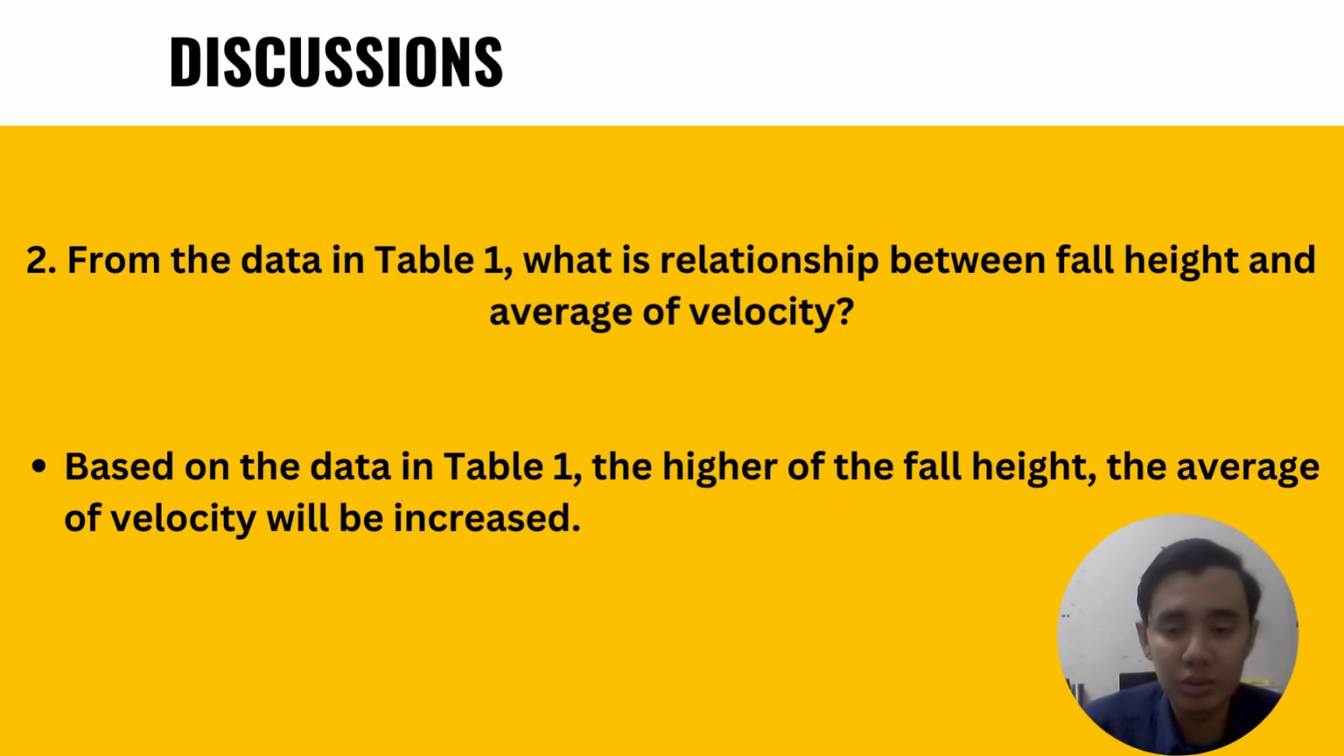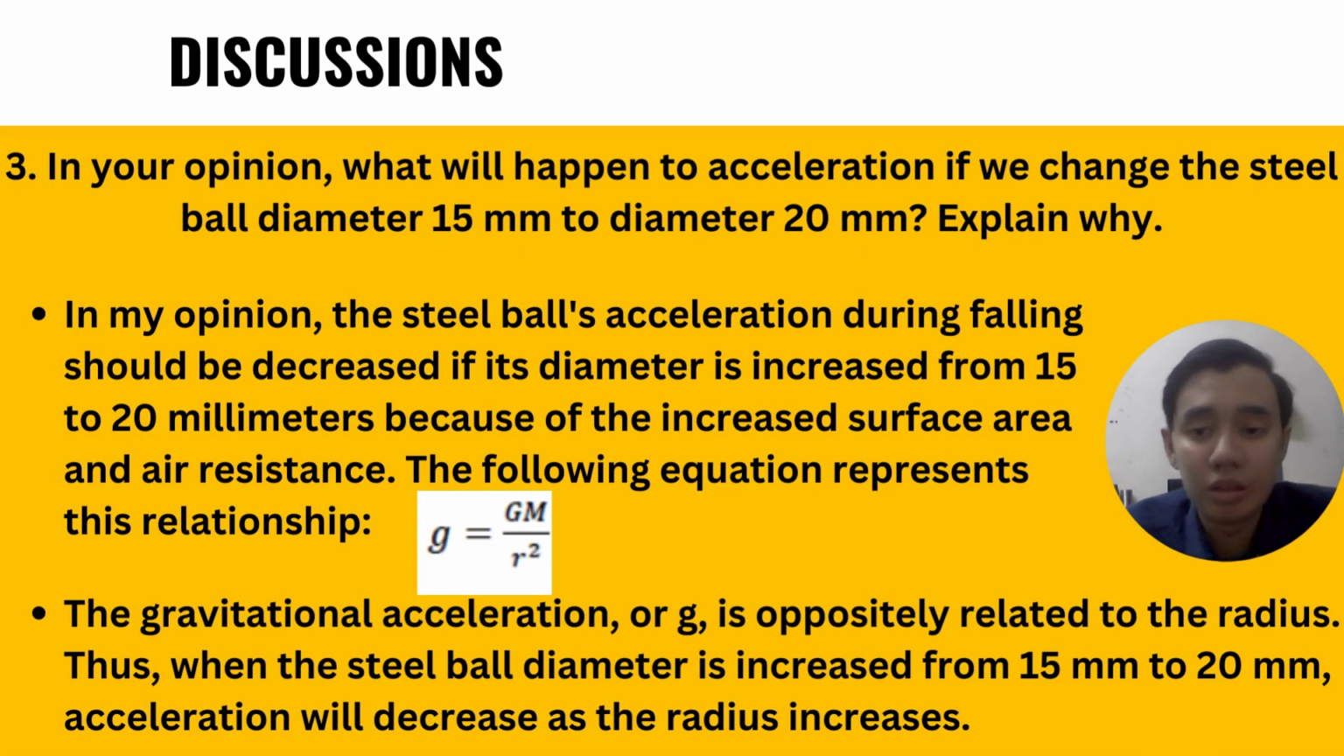Okay, we continue to the second question. From the data in table 1, what is the relationship between fall height and average velocity? Based on the data in table 1, the higher the fall height, the more the average velocity will increase. And we go to the last question.